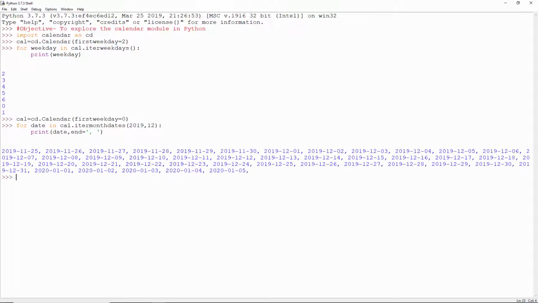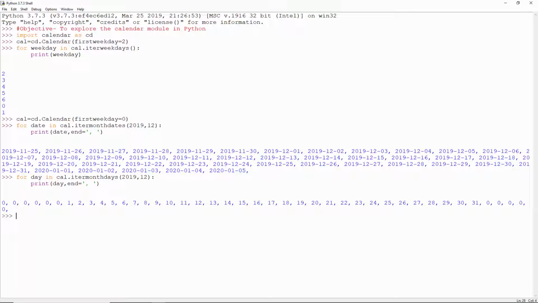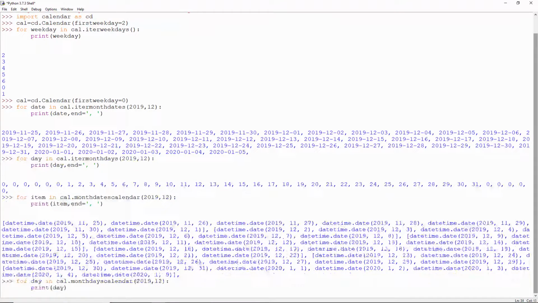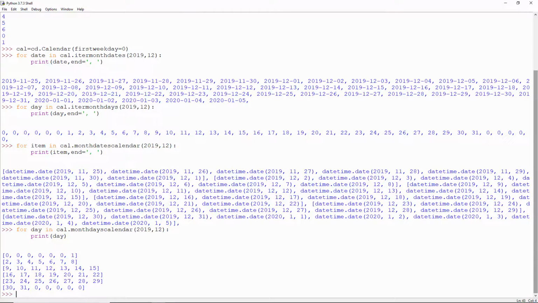December of 2019 has the following dates, but we get complete weeks, so we get a few days from November and January as well. These are the days of month in December, from 1 to 31. These are the weeks in December 2019, and these are the days of month.